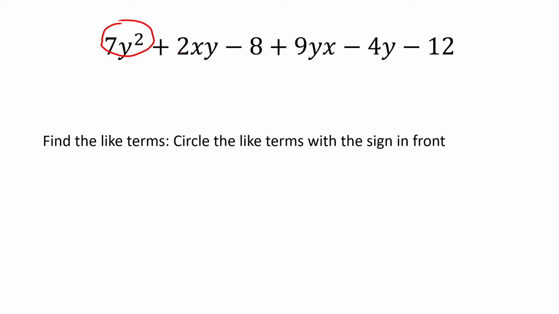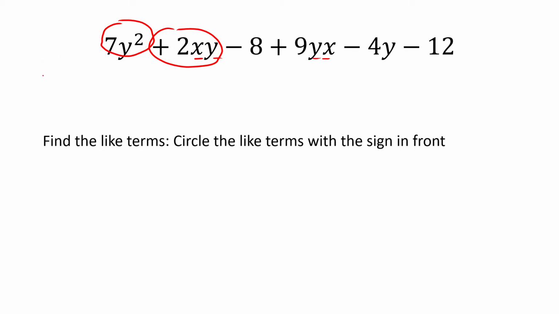Now let's move on to the next term, 2xy. Well, 8 doesn't have one. How about 9yx? Well, if you look closely, they share the same letters, right? X and Y. But the position is wrong. This one is xy and the other one is yx. So are they like terms? And the answer is, surprisingly, yes, they are like terms.